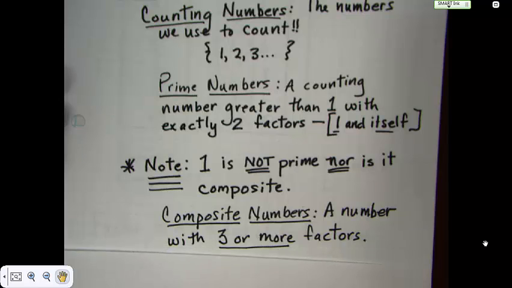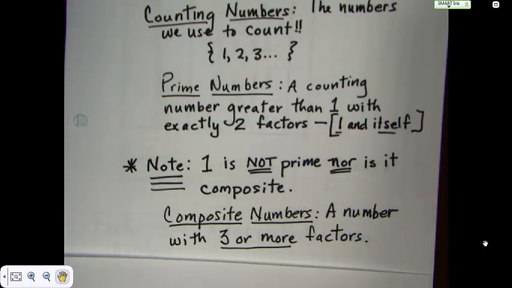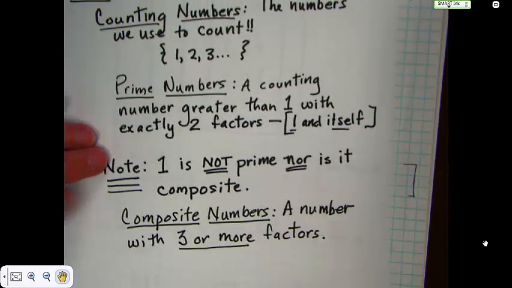Another vocabulary word that's important to know is composite numbers. A composite number is a number with 3 or more factors. For instance, the number 4 has the factors 1 and 4, but it also has a factor of 2. So that's 3 or more factors.